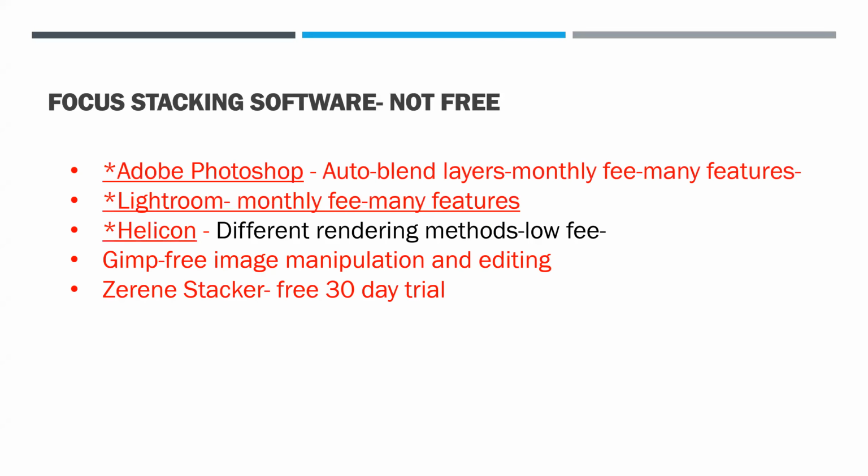All right, so are you confused? All right, what do we do now that I have all these photos? Okay. These are things that are not free. Adobe Photoshop, which is what I've used mostly. It auto blends the layers. There's a monthly fee. I think it's $9.99 a month. It's in the cloud and has many other features that you can use. Lightroom, usually when you get Photoshop, you also get Lightroom in a plan. So you're not paying extra. It's usually combined in a plan.